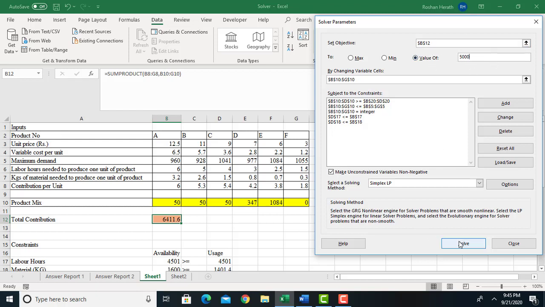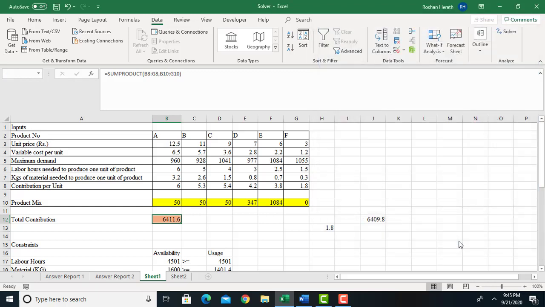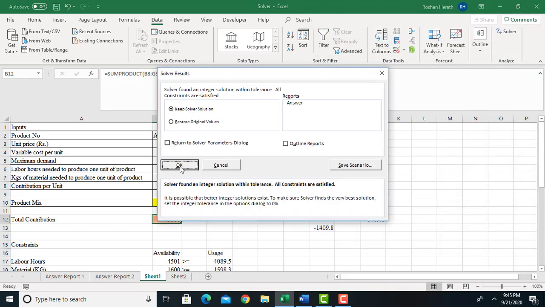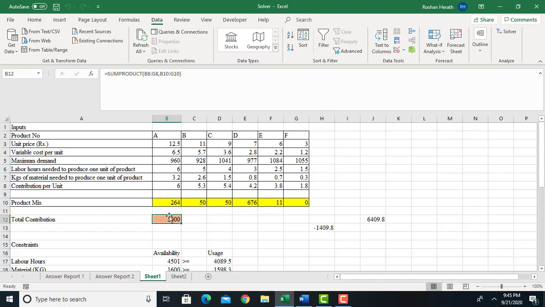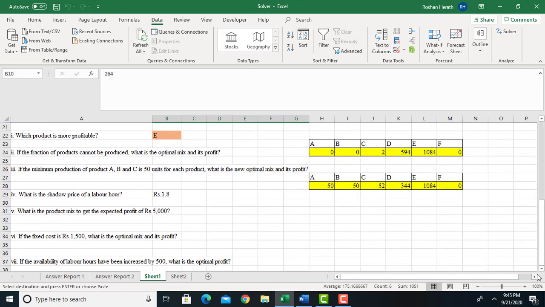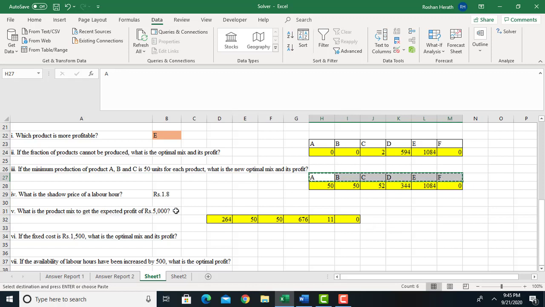Then you can say solve. Keep solver solution, say okay. See, if you are to make a contribution of 5,000, this should be your product mix. See, it is different from what you had taken earlier. So your product mix is now different.